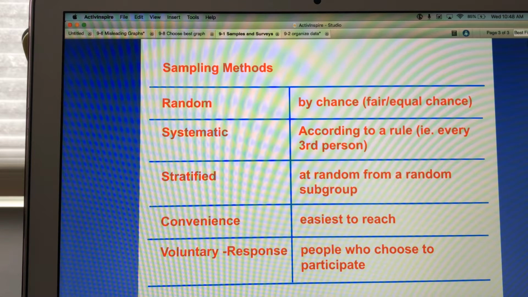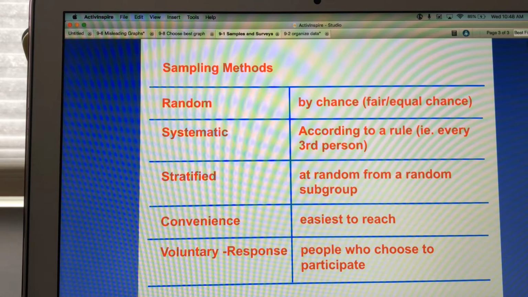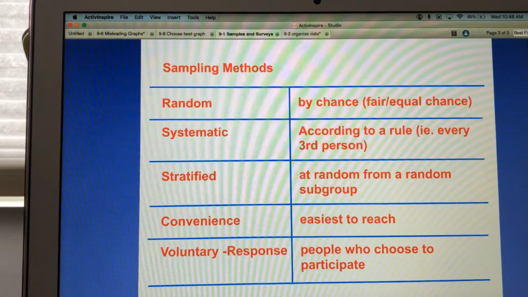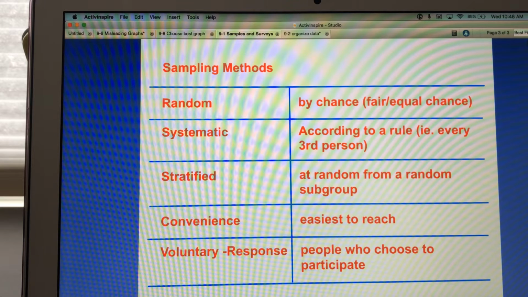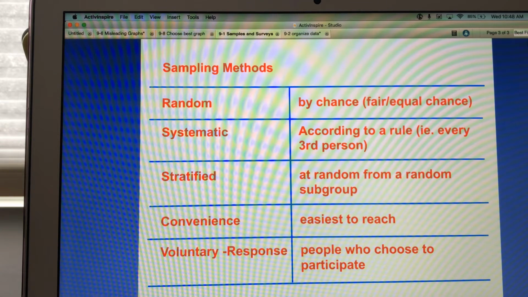Stratified is the hardest one to remember. Stratified means you have a random from a random group. So it's layers of random. I take your school, and you can't talk to everyone in your school. No, let's go back. Let's take the district, and you put every school's name in a hat, and you pull one out. Everybody had a chance. You pulled one out at random, and you go to that school.